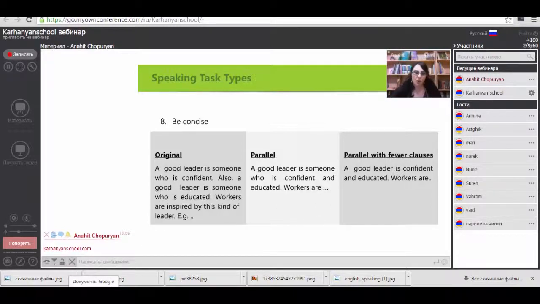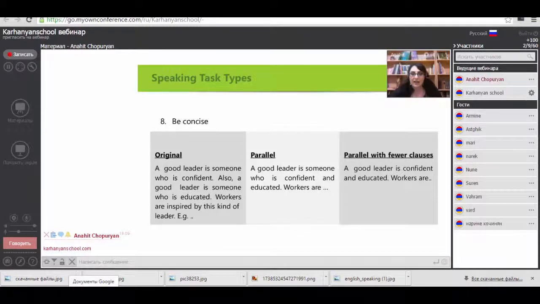For example, the original is like that, and then we try to make it parallel, and the third is parallel with fewer clauses. As we start, we also eliminated some clauses, thus making it shorter. A good leader is someone who is confident. Also, a good leader is someone who is educated. Workers are inspired by this kind of leader, and you can go on and explain. Then, making it a parallel structure, you can do it like this. A good leader is someone who is confident and educated.